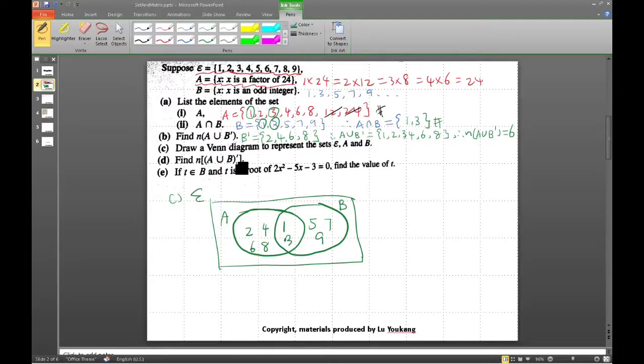Now we have to find D. So we are asked to find D. So what is inside D? So let's analyze this question carefully. Okay. So since A or B is actually everything in A and everything in B, and everything in A, everything in B includes everything in the universal set.